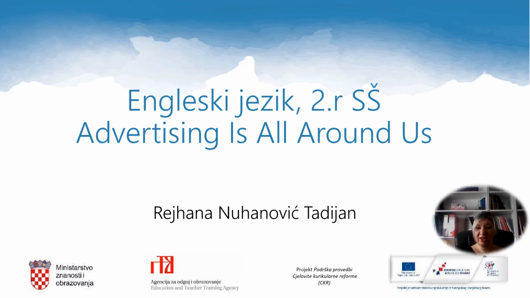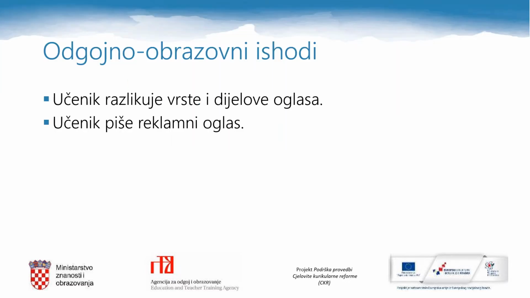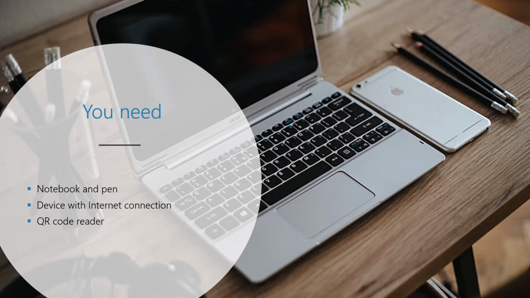This is an English language lesson for the second grade of secondary school. Today's topic is Advertising is all around us. My name is Rejhana. Today you'll be able to distinguish different types and parts of an ad and also write an advertisement. You need a notebook and a pen, a device with internet connection, and a QR code reader.